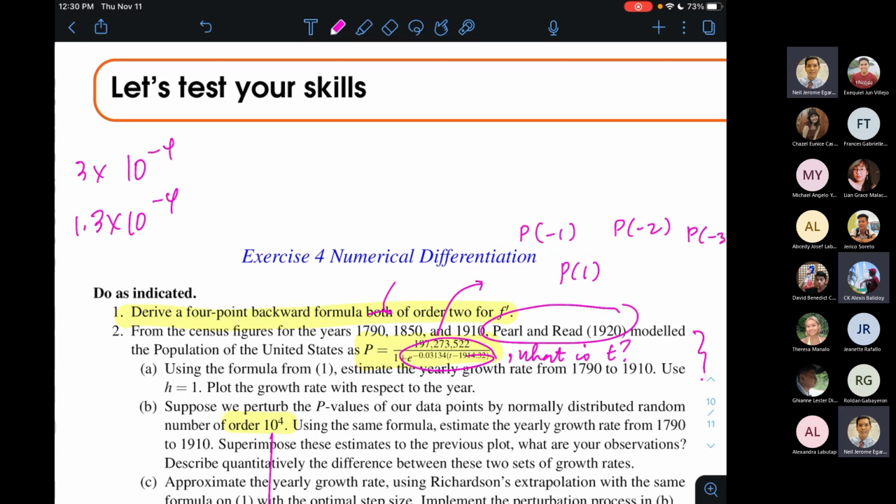Ibig sabihin, magiging number siya sa pagitan ni negative 10 to the negative 5 hanggang 10 to the negative 5. Though hindi naman siya ganun ka-strict, basta dapat yung absolute value niya ay papatak na a constant times 10 to the negative 4. Okay, is that fine, CK?